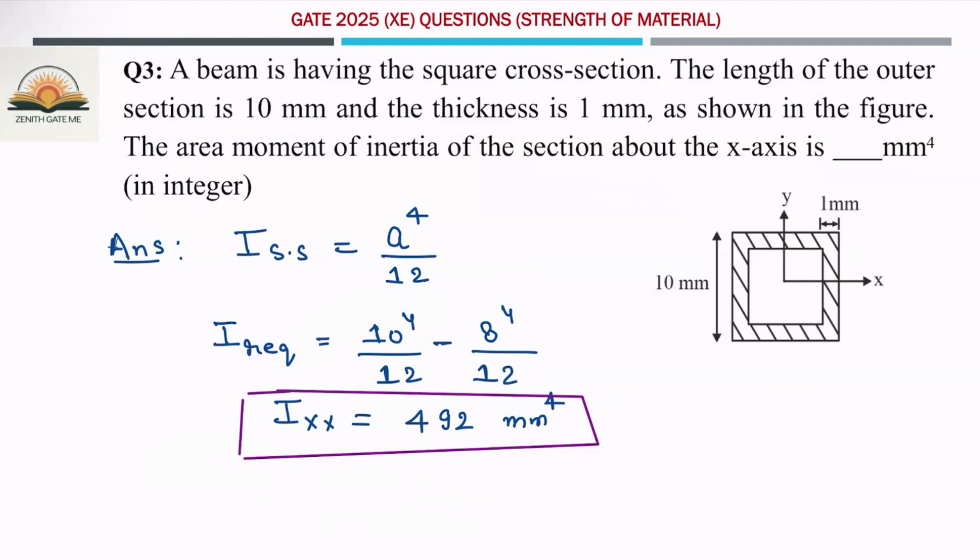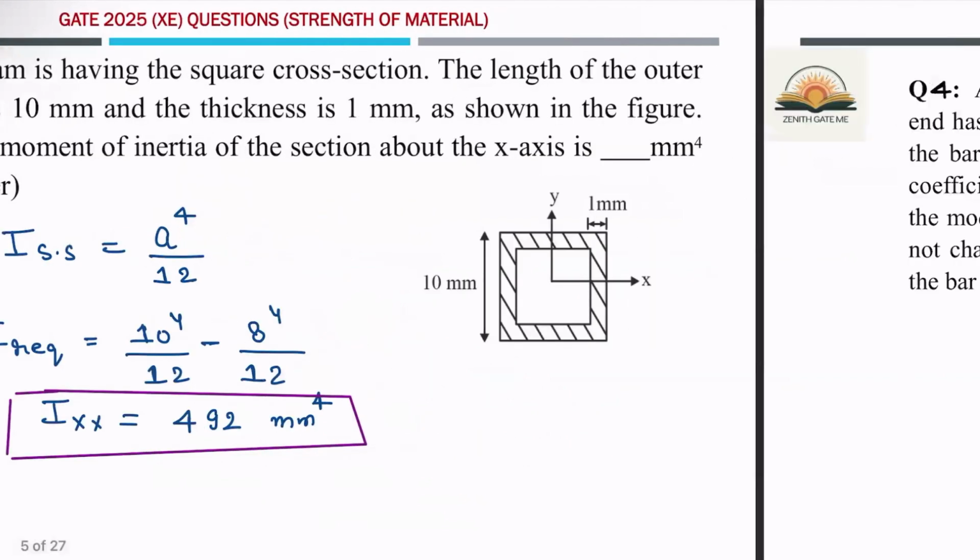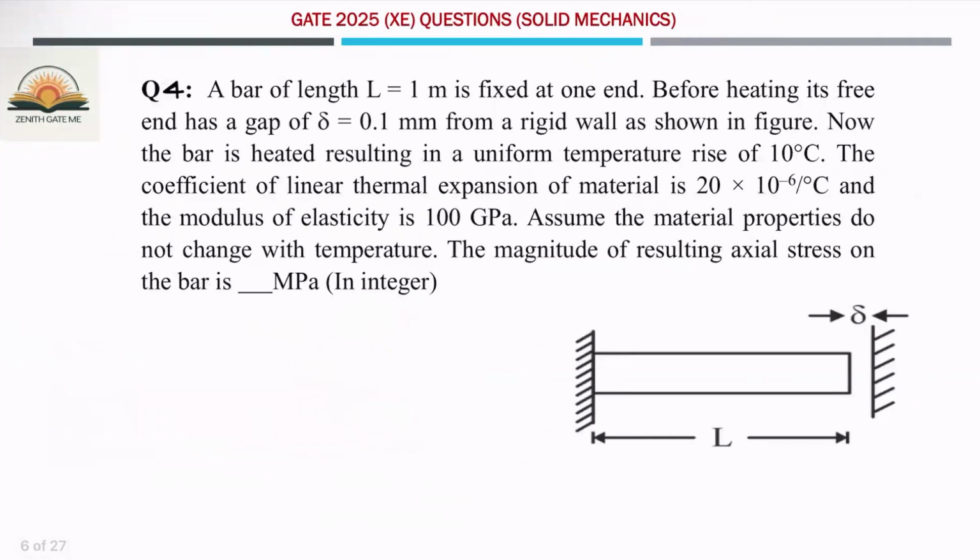492. Okay, so the next question, this question is basically related to the thermal stress concept. Now, a bar of length 1 meter is fixed at one end. Before heating, its free end has a gap, this delta value is given as 0.1 mm from a rigid wall as shown in figure. Now the bar is heated, resulting in a uniform temperature rise of 10 degrees centigrade.